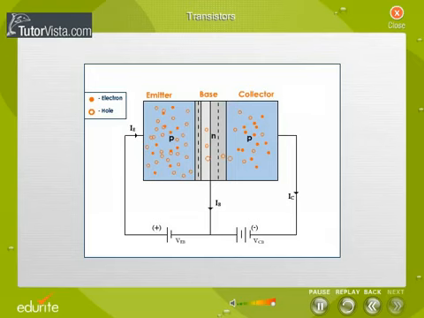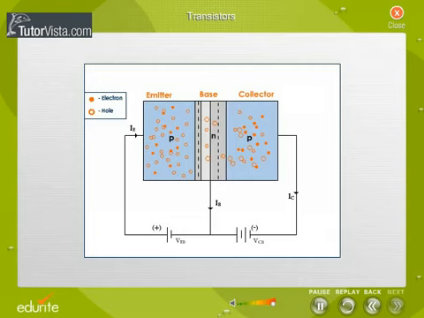Since the emitter is heavily doped relative to the base, and since the emitter-base junction is forward biased, a large number of majority carriers, holes in this case, will flow from the emitter towards the base. These constitute the current through the emitter, IE. These holes have a tendency to combine with the electrons in the N region of the base.